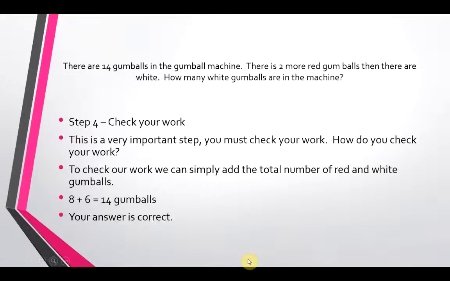To check our work, we simply add the total number of red and white gumballs. There's 8 red, there's 6 white. That gives us a total number of 14 gumballs. So is our answer correct? Yes, our answer is correct. There are 6 white gumballs in the gumball machine.